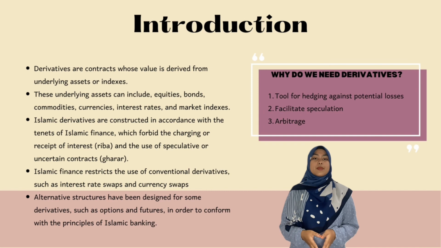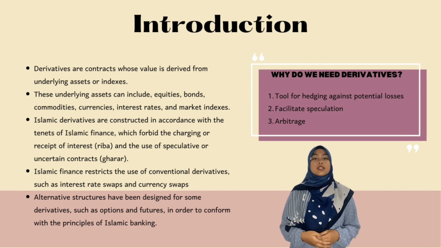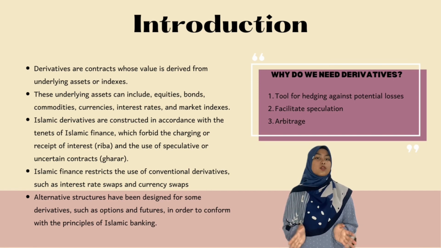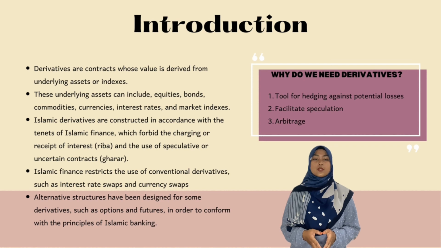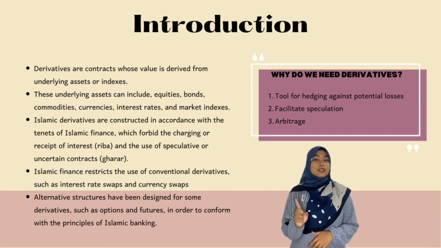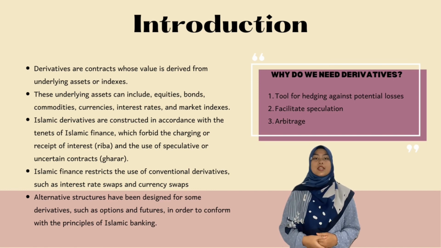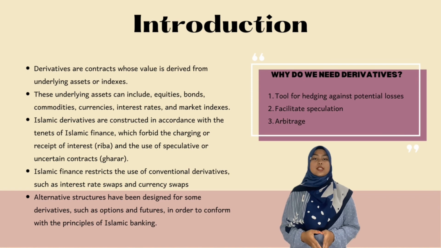However, Islamic derivatives are constructed in accordance with the tenets of Islamic finance, which forbid the charging or receipt of interest or riba and the use of speculative or uncertain contracts, which is gharar. Islamic finance restricts the use of conventional derivatives such as interest rate swaps and currency swaps because they charge or receive interest. Alternative structures have been designed for some derivatives such as options and futures in order to conform with the principles of Islamic banking.